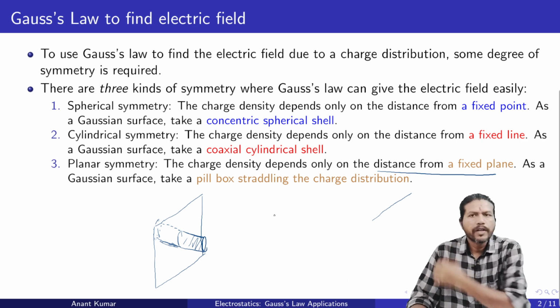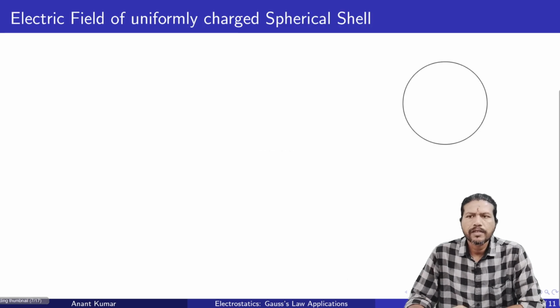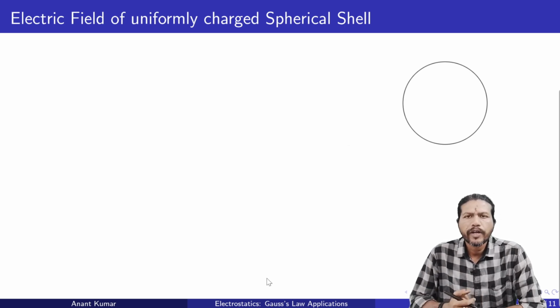We start with the spherical symmetry. As I said, in the case of a spherical symmetry, the distribution of the charges will depend only on the distance from a fixed point. Now the special case, obviously you can have a point charge as an example, by the way. Doing it for a point charge is rather straightforward. We just take it up for a uniformly charged spherical shell.